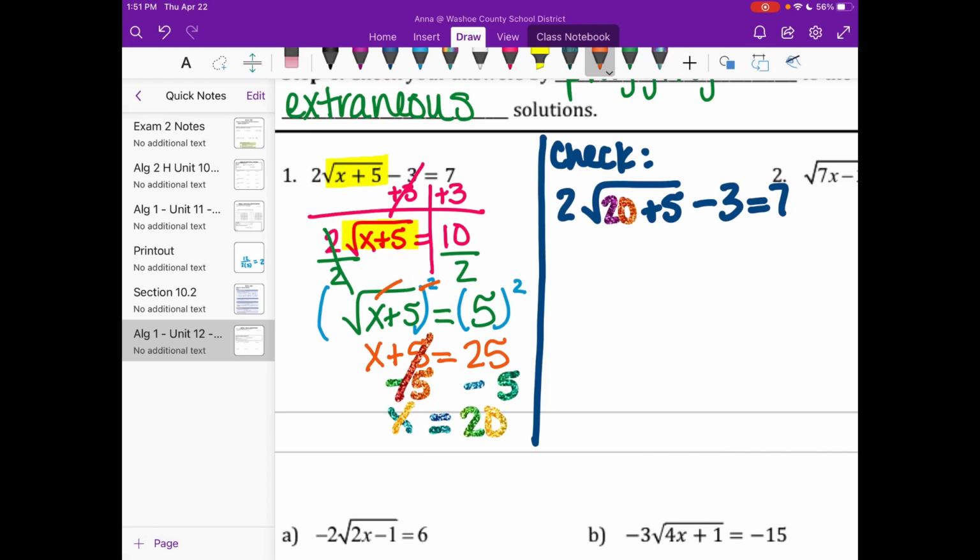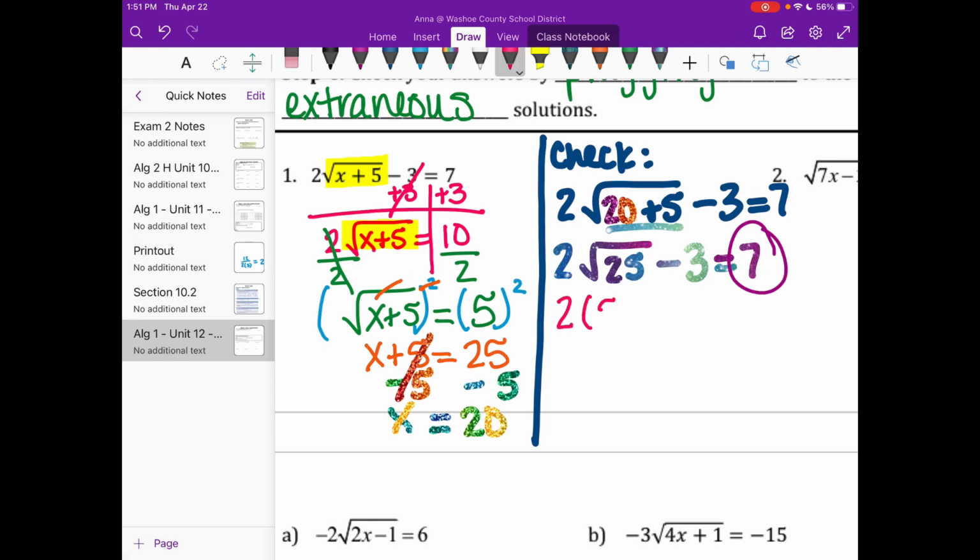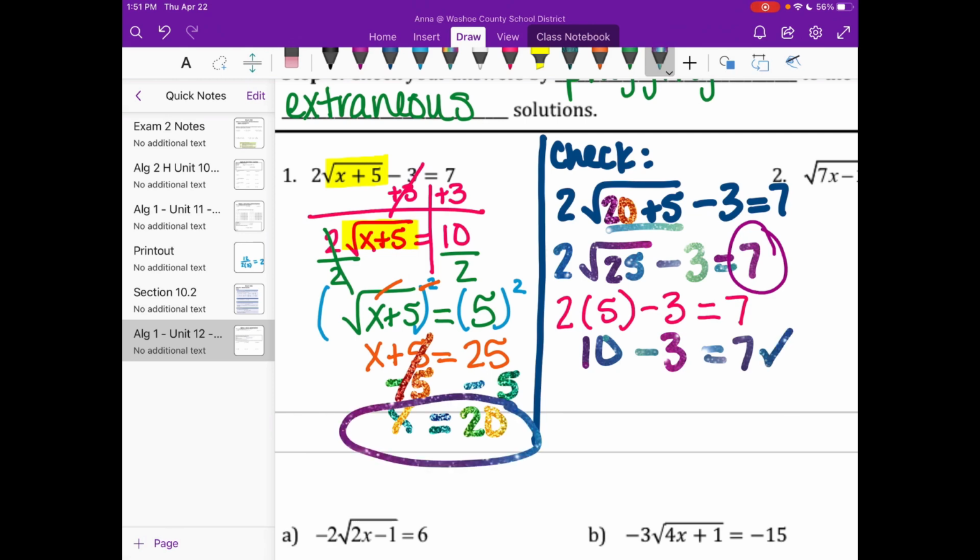Okay. Now, when we're checking, we got to do some order of operations. So let's check our radical first. So 2 radical, 20 plus 5 is 25. Minus 3 equals 7. And remember, we are trying to check if this equals 7. We're not trying to move things around. Square root of 25 is 5. So 2 times 5 minus 3 equals 7. Well, 2 times 5 is 10. Minus 3 equals 7. Is this true? Yes, it is. So I'm good. X equals 20 is going to be my answer.